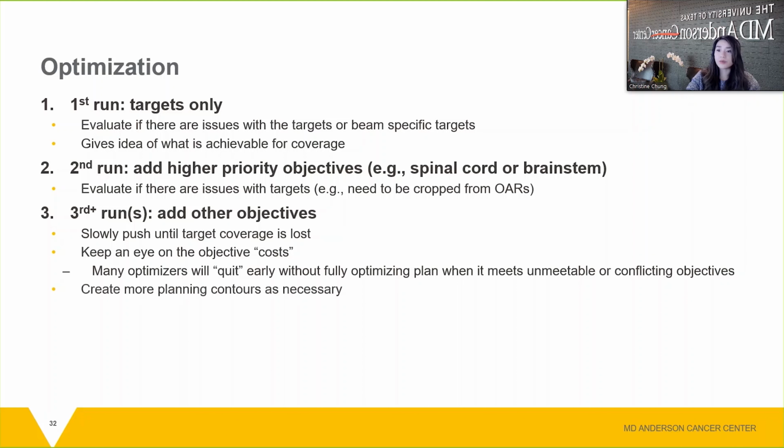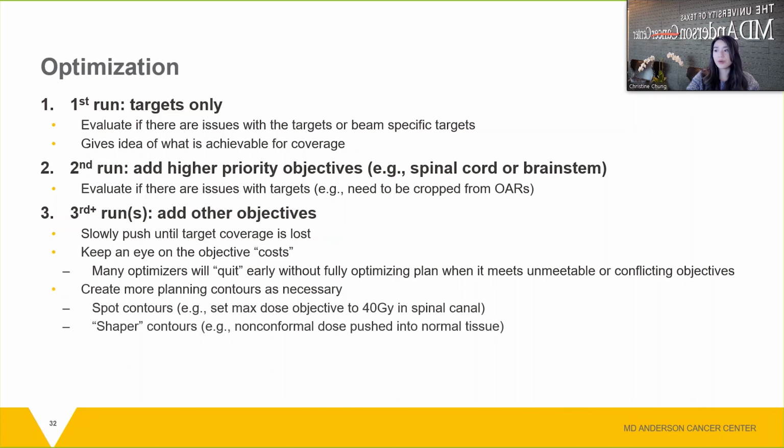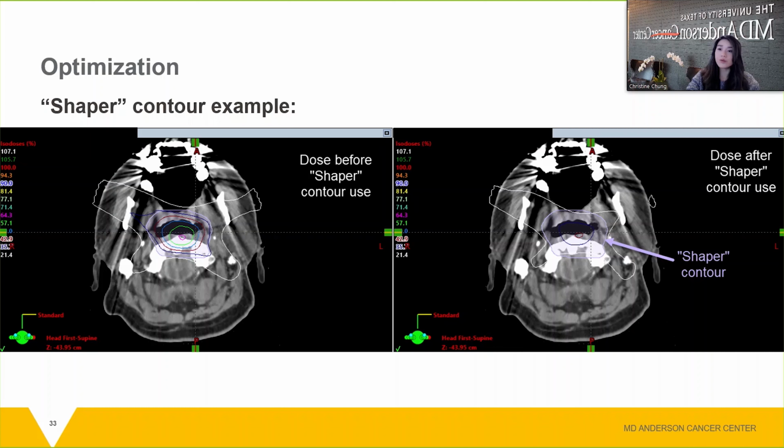And during these steps, I create any planning contours as necessary, such as spot contours, shaping contours, or hotspot contours, which have their own uses. For the shaper contour, this is an example of one that I've used in the past, so you can see what I use it for.